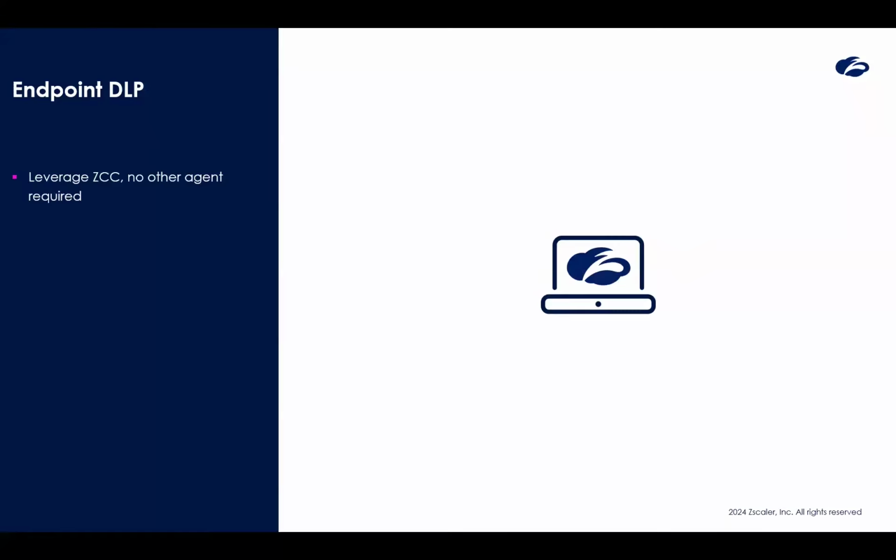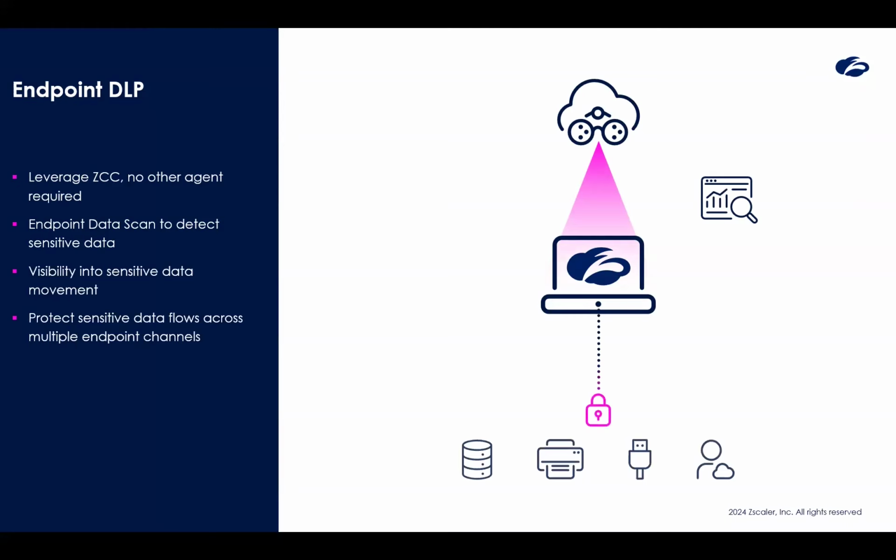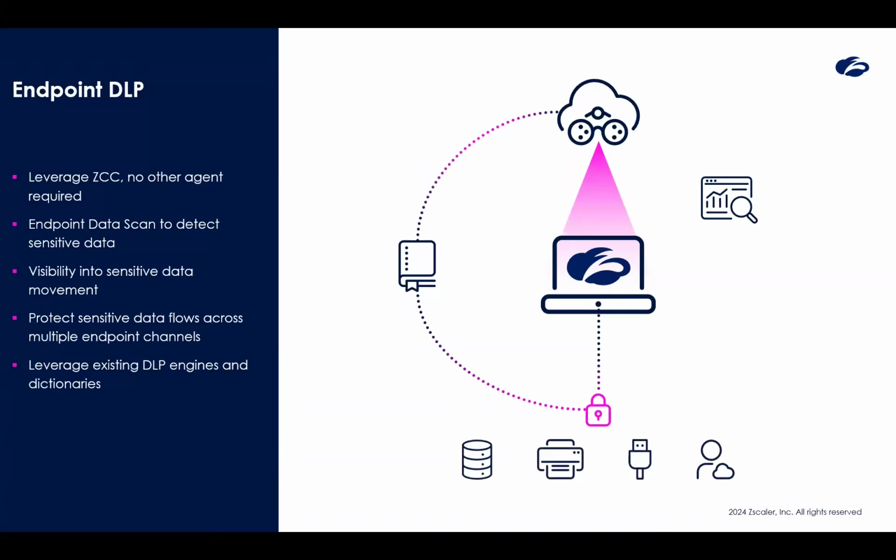Endpoint DLP leverages the Zscaler Client Connector, with no other agent required. Once enabled, Zscaler Client Connector will scan the endpoint to detect sensitive data matching the configured DLP policy. This gives you visibility into sensitive data movement and protects sensitive data flows across multiple endpoint channels, including network shares, printers, removable drives, and personal cloud storage. As with your data at rest policies, this leverages existing DLP engines and dictionaries to build a policy.